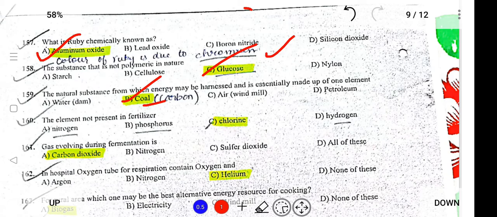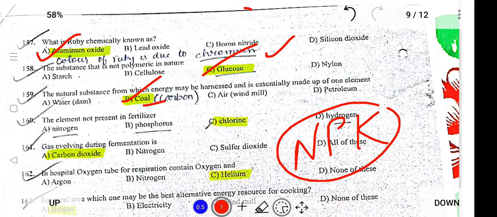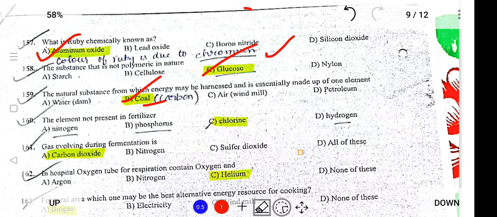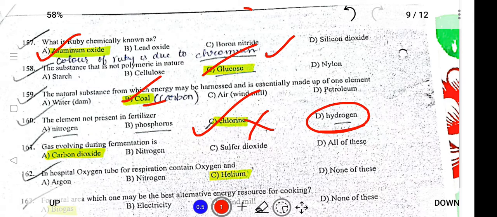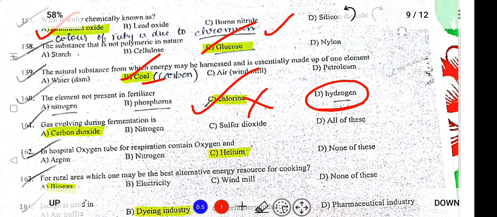Next, the element not present in fertilizer. Fertilizer contains nitrogen, phosphorus or potassium, and a little bit of hydrogen, so it will be chlorine. Chlorine is not a fertilizer, rather it is a disinfectant. Disinfectant means it kills microorganisms.